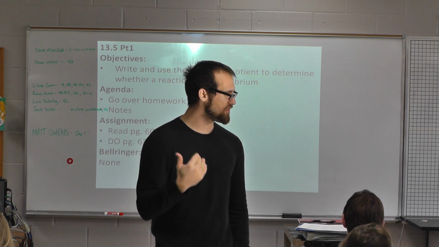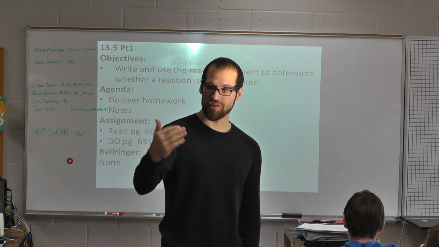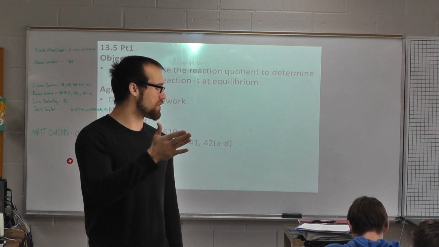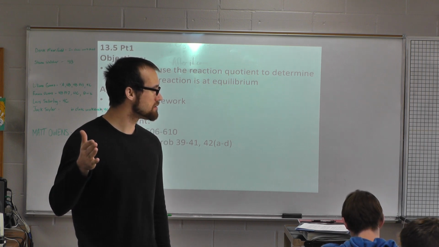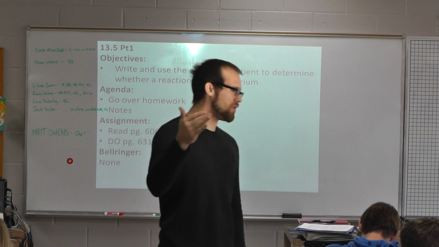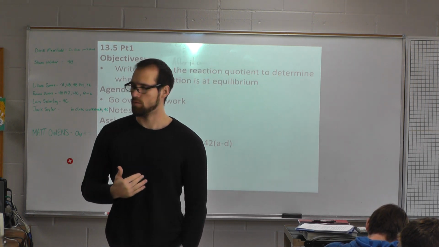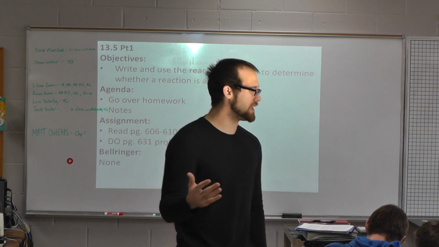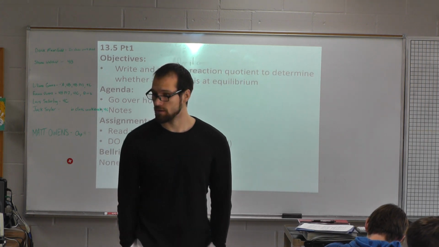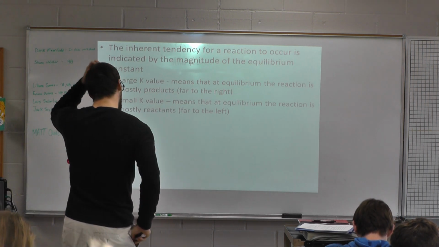Does that make sense? If it's above 1, you're going to be product favored. The further it is above 1, the closer it's getting to completion. Does that make sense? Okay. When it gets below 1, the lowest it can get below 1 will tell you that it's really, really far left, or reactant favored. And that is what this next slide is telling you.